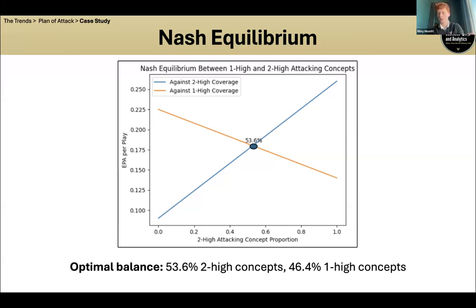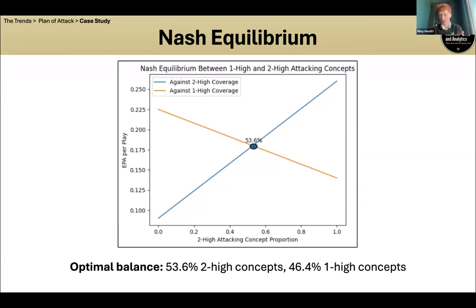For example, if we decided to run two high attacking concepts 20% of the time against a two high coverage, we could expect about 0.125 EPA per play. Against a one high coverage, a much better 0.21 EPA per play, since we're running more one high concepts. Game theory tells us that if the defense is acting perfectly rationally, they will always pick the lower of the two lines, the spot that minimizes our EPA per play as an offense.